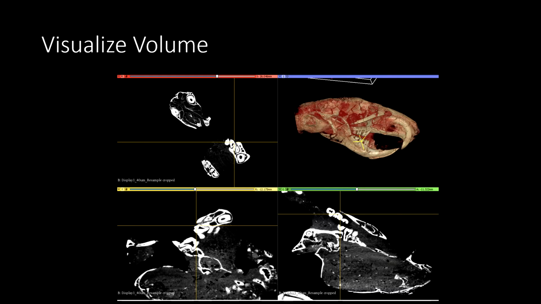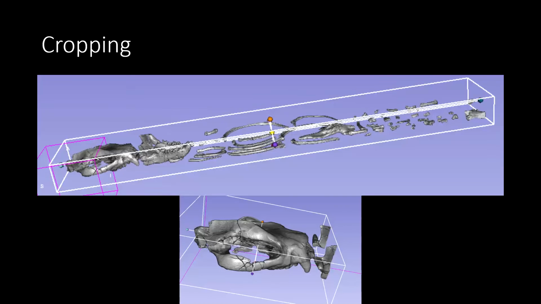The first step would just be to visualize the volume, which you can do by looking at the different slice views of the volume, which will basically just show you different cuts through the specimen. And the other thing you can do is volume rendering, as I showed in the previous video, to get an idea of what the specimen looks like as a whole.